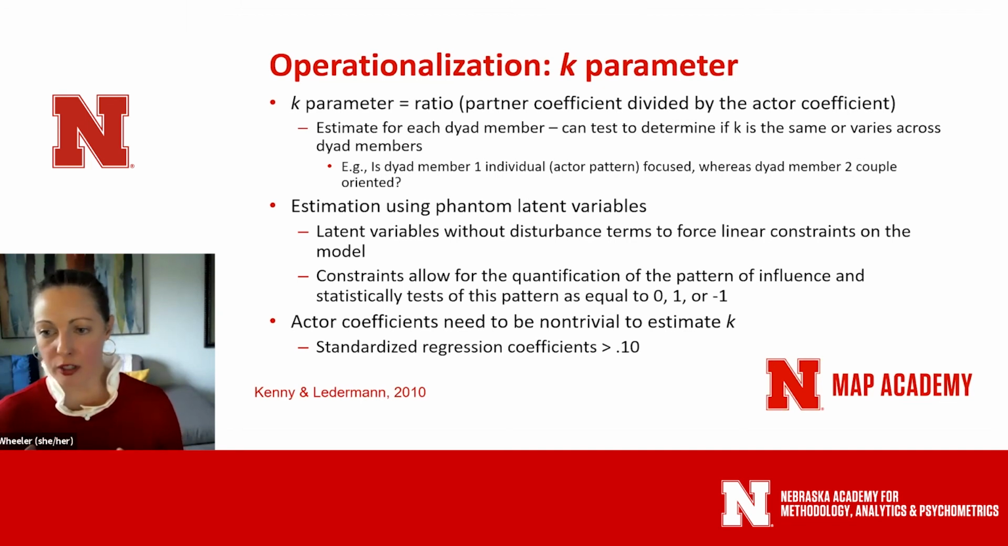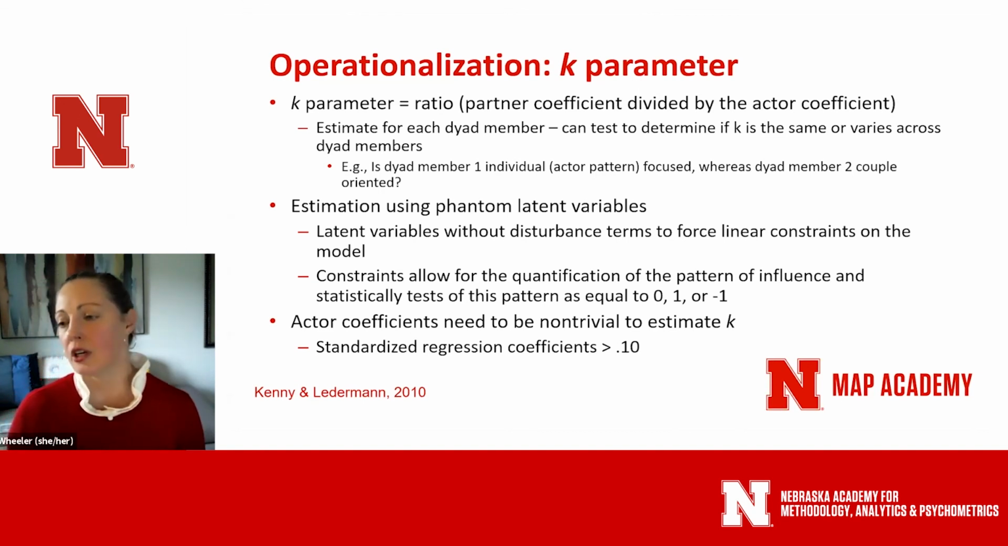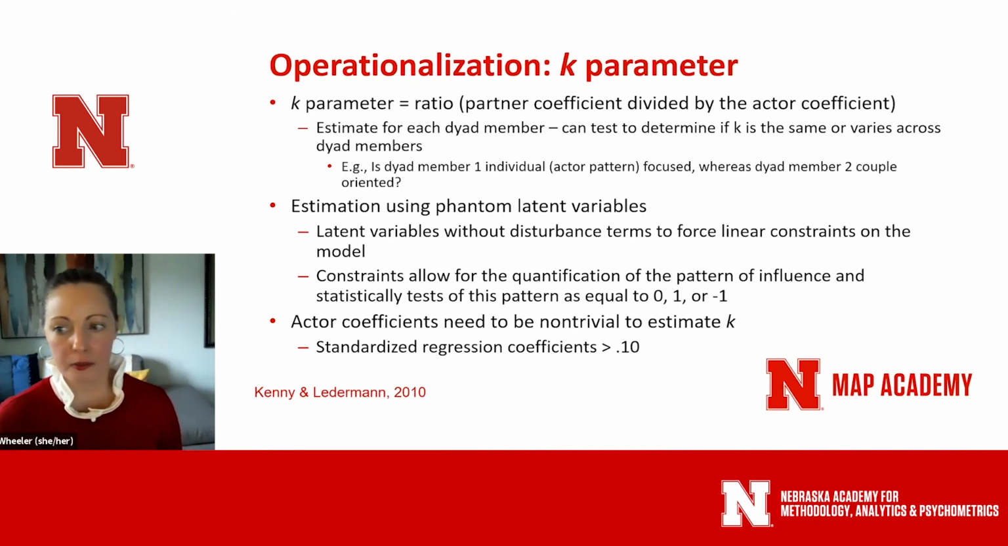And how you do this within the structural equation model is this parameter is estimated as what's called a phantom latent variable, which are latent variables without disturbance terms to force linear constraints on the model. So the constraints allow for the quantification of these patterns of influence and statistically test these patterns, whether they're equal to 0, 1, or -1, given that ratio.